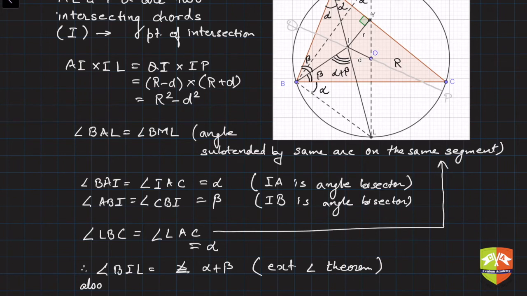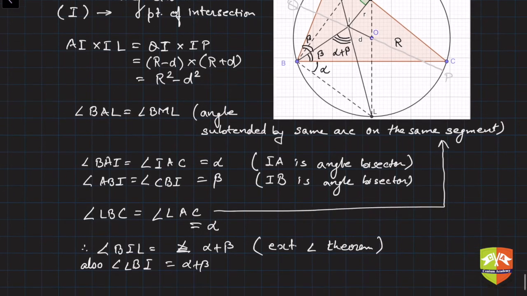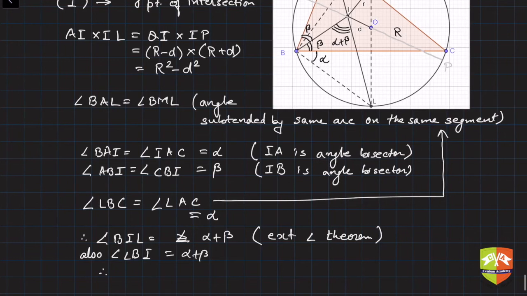Also if you see, angle LBI is also alpha plus beta. That means therefore triangle LBI is an isosceles triangle. Therefore BL is equal to IL. Correct. BL is equal to IL. This is what we learned.